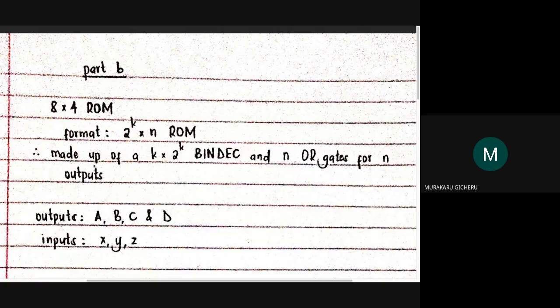So our inputs represented by k are X, Y, and Z, and our outputs n are now what the question has termed as A, B, C, and D.